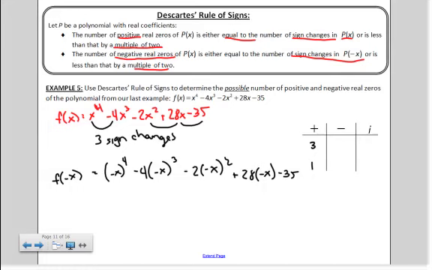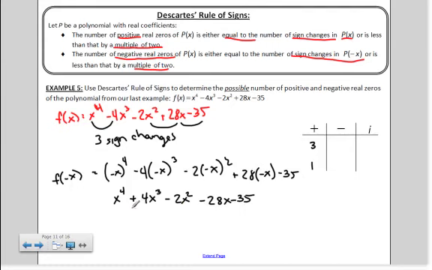Minus 35. And we have to do the work. So that's going to give us x to the fourth. A negative x cubed, when we raise it to the power, times a negative 4 gives us 4x cubed. A negative x squared becomes positive, times the negative 2 is still negative. And a minus 28x minus 35.